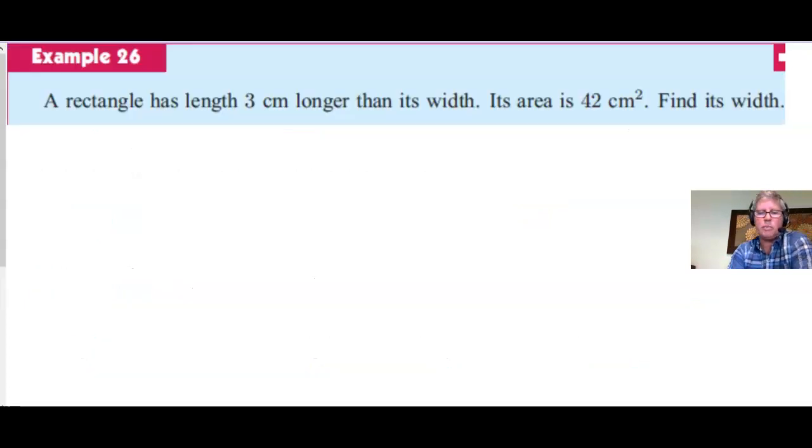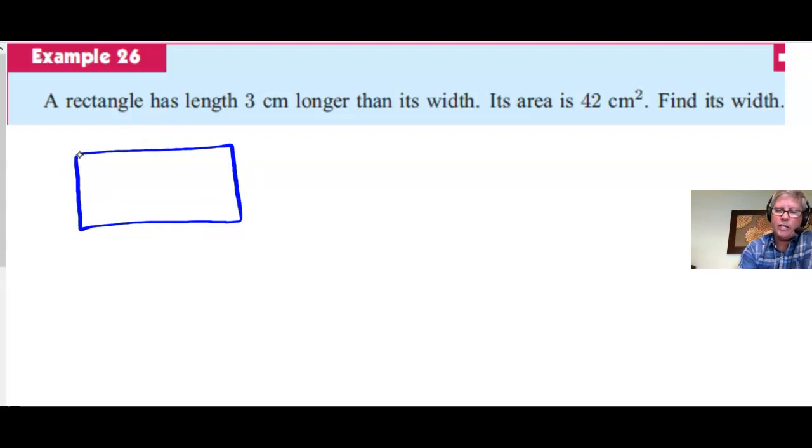All right, let's look at something. A rectangle has a length 3 centimeters longer than its width. Its area is 42. Find its width. Well, right away we could just kind of start plugging and chugging and guess, but we want to use math. So I would start with a rectangle.